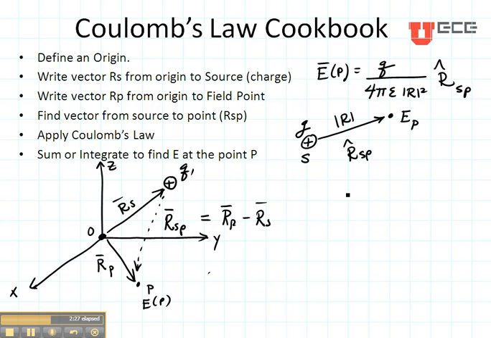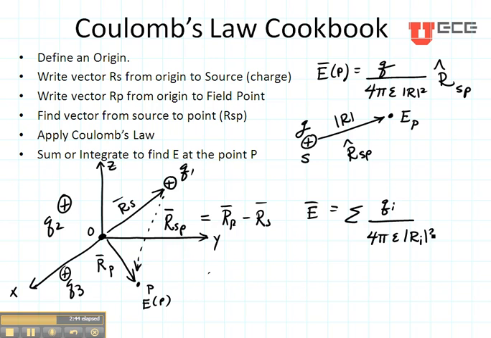If I had several charges, there's Q1, over here might be Q2, down here Q3, and so on, the electric field would simply be the sum of all of those charges, over 4 pi epsilon, the distance ri squared, in the ri direction. What that means is that each one of these has different ri vectors that are going from the source to the field point of interest.